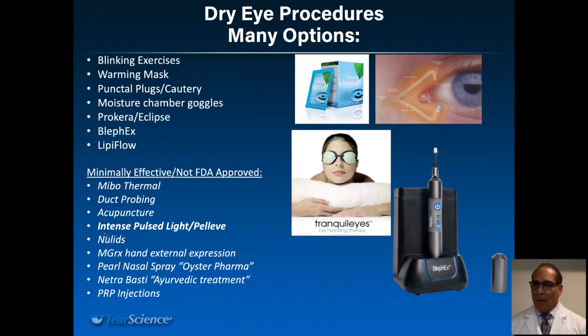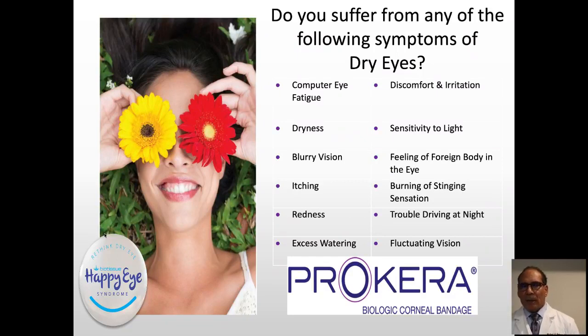All right. So let's talk about Procera, one of the treatments that we mentioned on the previous slide. So Procera is a medicated contact lens. It's made out of human amniotic membrane. So from a full-term healthy baby that's born by cesarean, they take the inside lining of the placenta called the amnion. They take that tissue and make it into a contact lens.